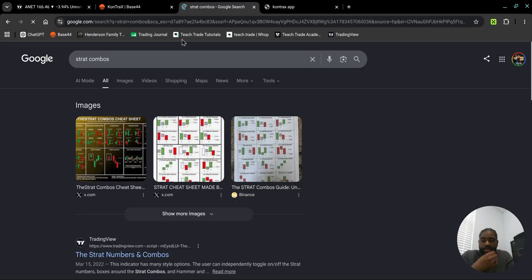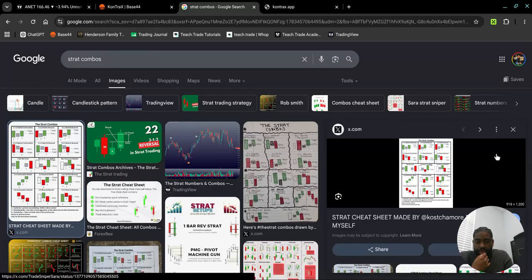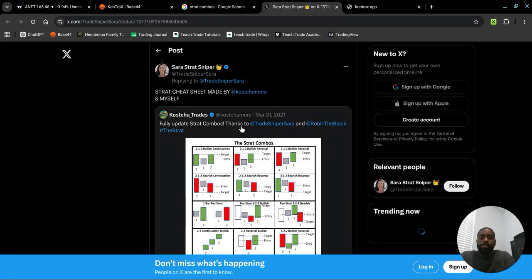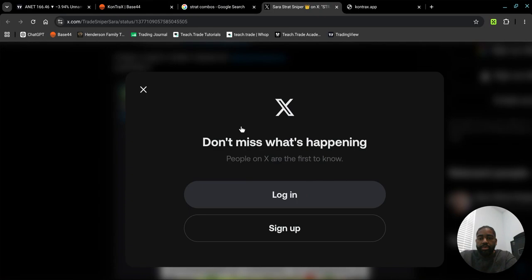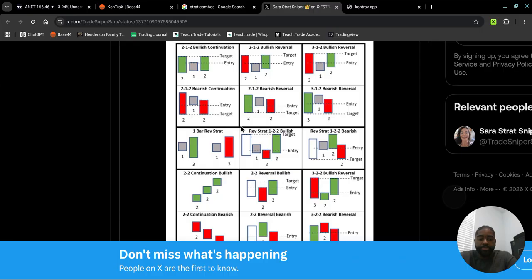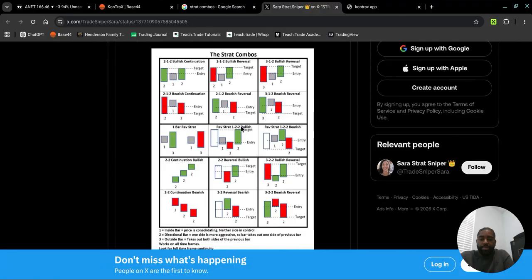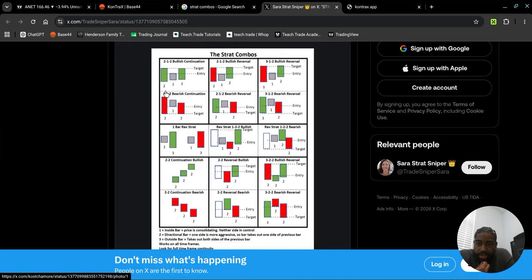Strat combos, simple enough. Pull the sheet right up. So you pull this sheet up here. Very simple. So look at this here. 2-1, 2-1, 3-1, 3-2. Those are really the only patterns that I use.